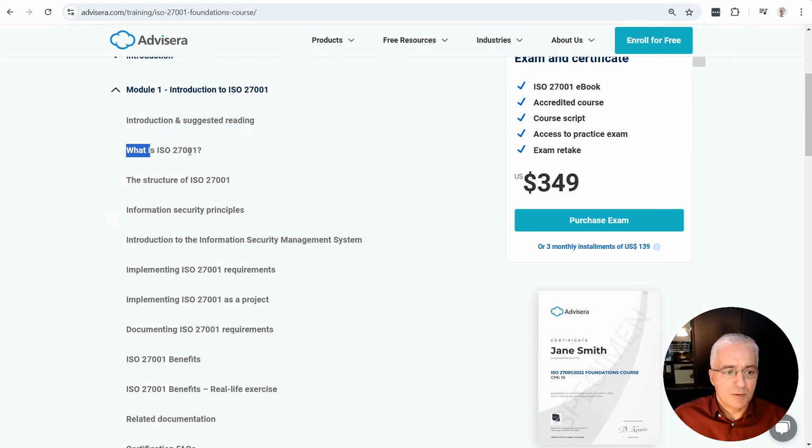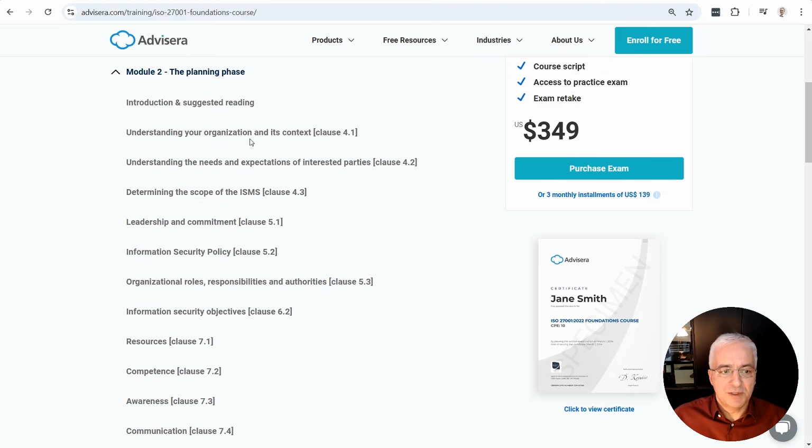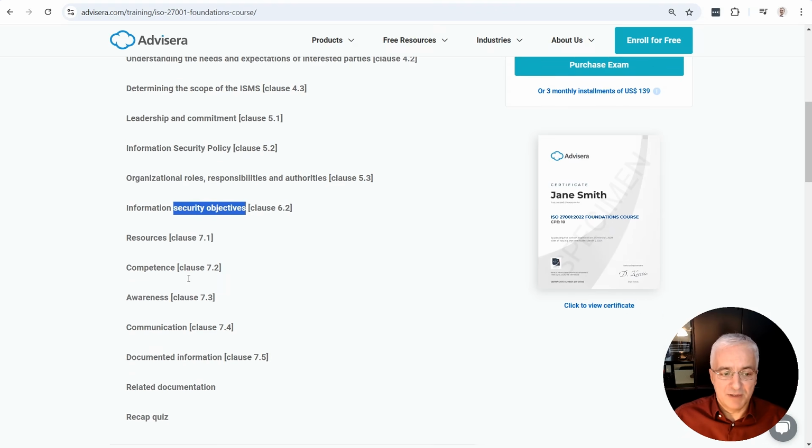Here you can see what the standard is, the structure, the main principles, ISMS, implementing requirements, implementing as a project, documenting the requirements, the main benefits, and basically this is it. Module 2 is about planning. As you will see, this is mainly about clauses 4, 5, and 7: understanding the organization in its context, needs and expectations of interested parties, defining the scope, leadership and commitment, top-level information security policy, roles, responsibilities, authorities, a little bit about objectives, and then clause 7, support, about resources, competence, awareness, communication, and documented information.